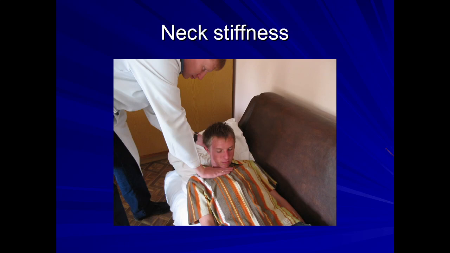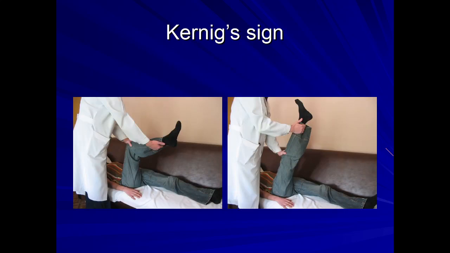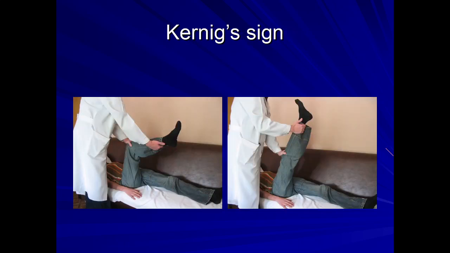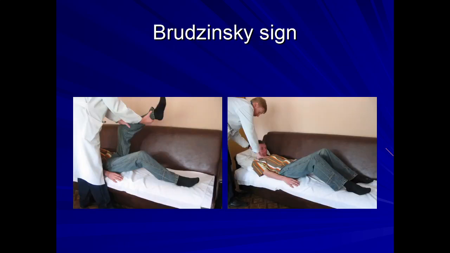This is how we check neck stiffness. We try to bend the neck and bring the chin to the chest. Kernig sign: first of all, we flex the leg in the knee and hip joint, and then we try to extend it in the knee. It's impossible to do.